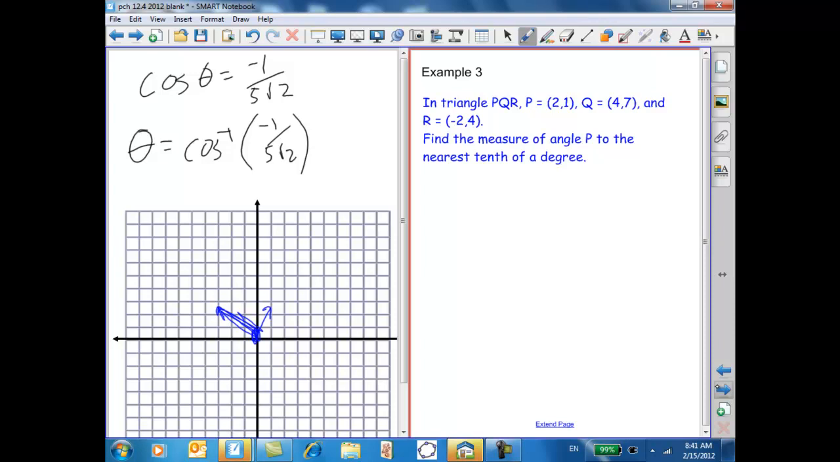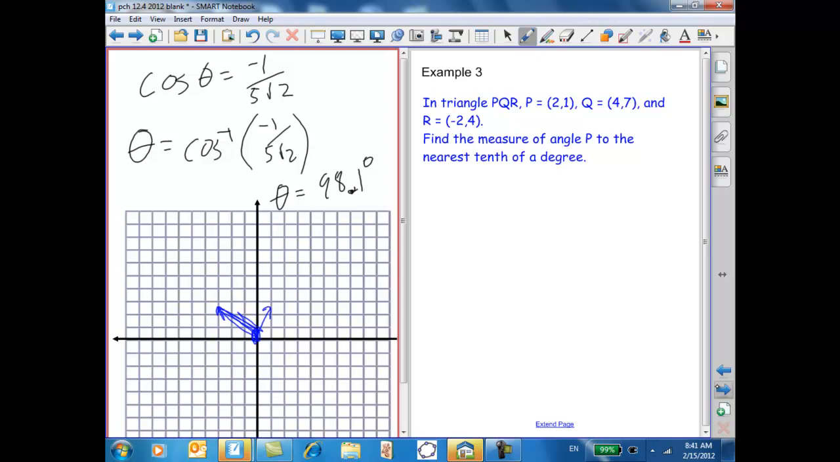You come up with 7. I had the answer written down here somewhere. 98.13. So 98.1 degrees is fine. Here's a tenth of a degree. That's fine. Okay. All right. I think this is our last example? We're all set with that?